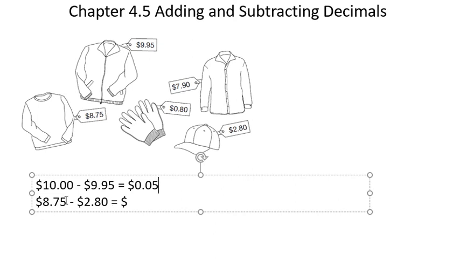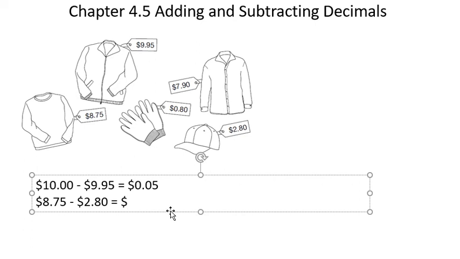Now we have this other question down here. Say I wanted to find out how much more this sweater was, this $8.75, was than this hat. How much more does the sweater cost than the hat? So I'm finding the difference. So we have two options. We can count forward like we did for the first one, or we can do a takeaway or remove. Let's try that one for this one. So $8.75, I must remove $2.80.